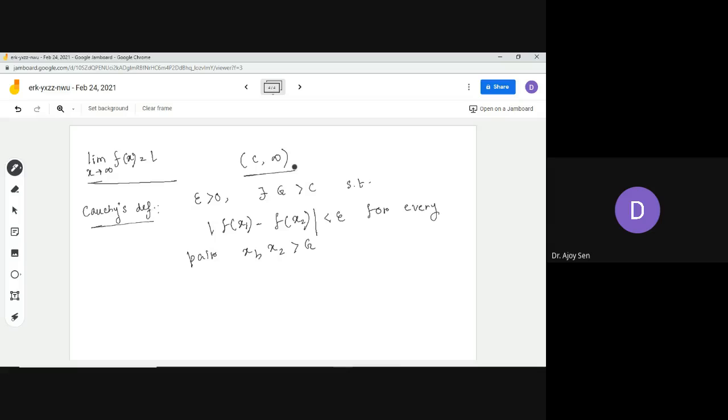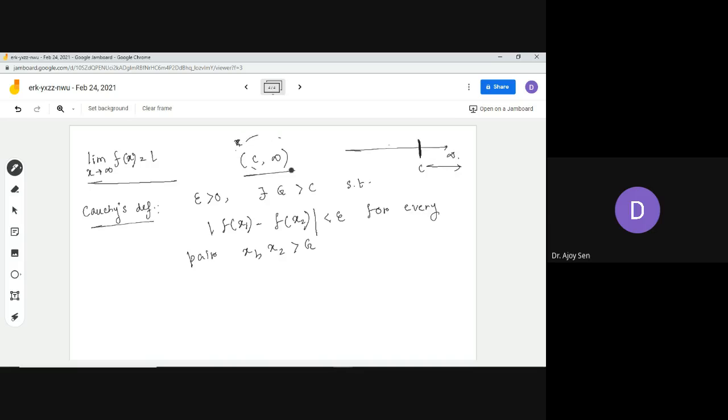Because x tends to infinity means you have to choose some region somewhere. You have to choose some region without which you can't explain the Cauchy definition. So the region is c to infinity. Okay, so this is the region. X is going towards infinity. So if it is our real line, this is infinity. So you have to choose some point, you have to put some cut here, this point c, and you have to check here. That's why this region is c to infinity.